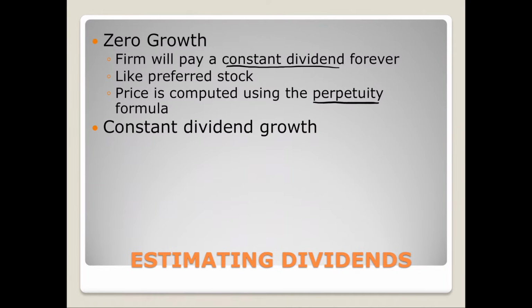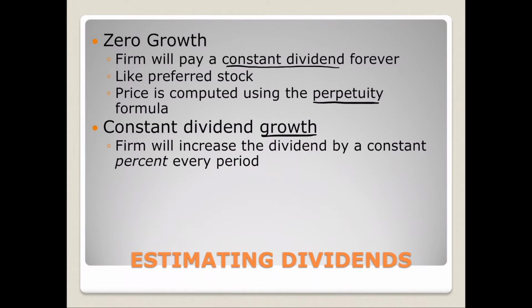The second growth assumption is that there is constant dividend growth. So the dividends are going to grow at a constant growth rate. The firm will increase the dividend by a constant percent every year, say for example 5%. So let's say the company says that they will increase their dividend by 5% per year, and they plan on doing so for the foreseeable future.